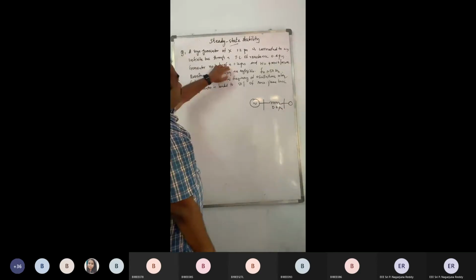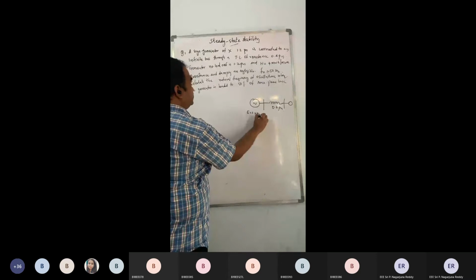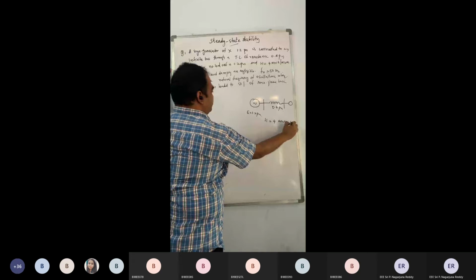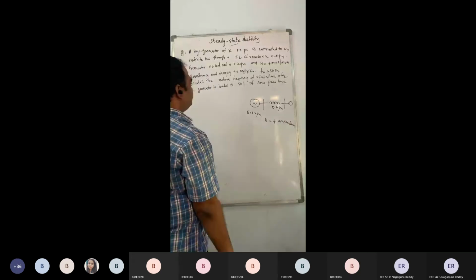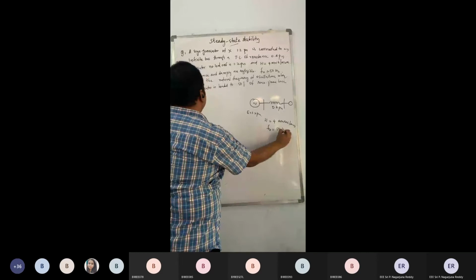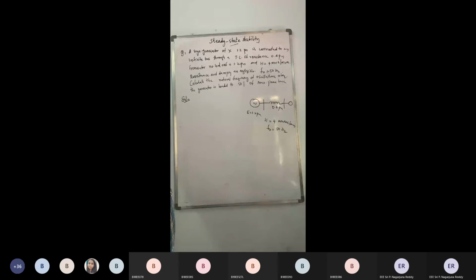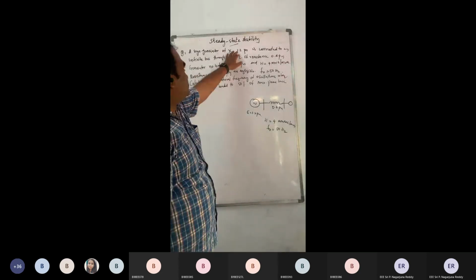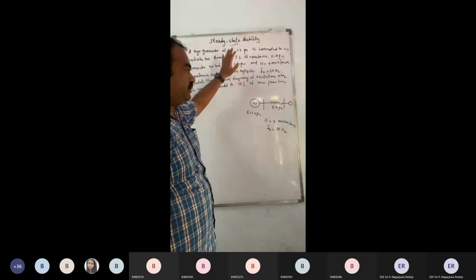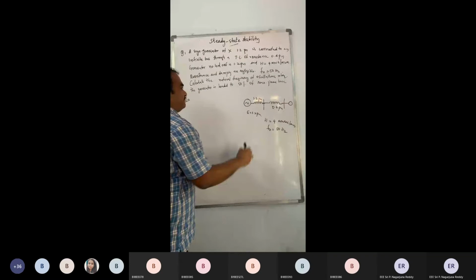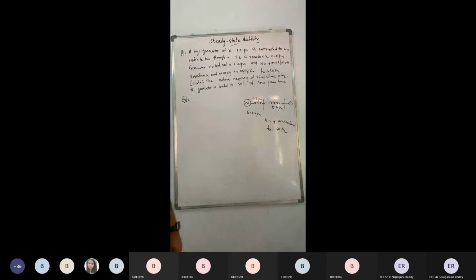Generator no load EMF is 1.2 per unit. So E is equal to 1.2 per unit. H is given as 4 megawatt second per MVA. Resistance is neglected. System frequency is 50 Hertz. The generator has a reactance of 1.2 per unit. And calculate the natural frequency of oscillation when the generator is loaded to 50% of maximum power limit.